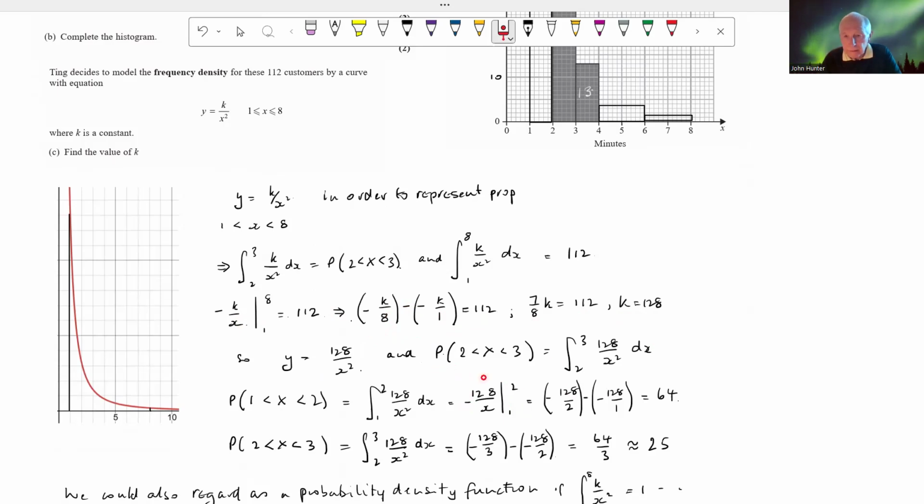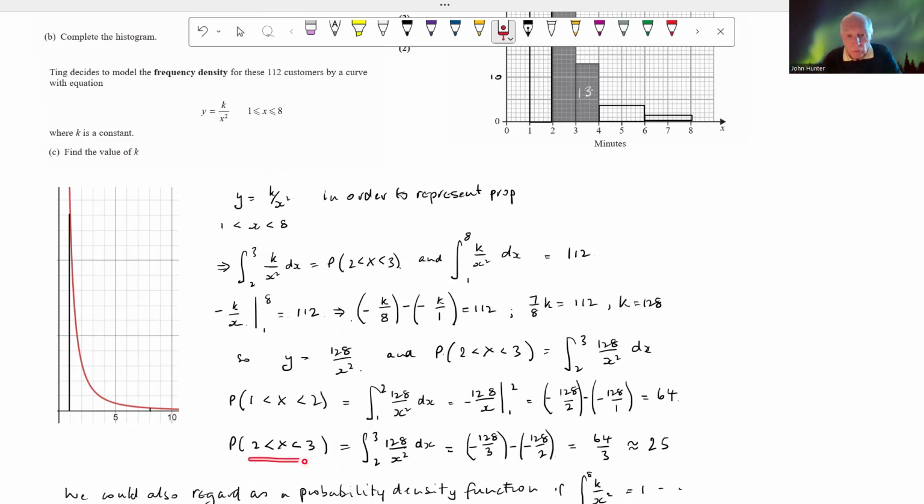And therefore, if we wanted the interval between 2 and 3, the number of customers between 2 and 3 minutes, then that's the integral. If we try that for the interval between 1 and 2, in other words, the number of customers who queued between 1 and 2 minutes, then integrate that through, apply the limits, we actually get 64, which actually is the same as the table. You know, so that kind of suggests it's a good model.